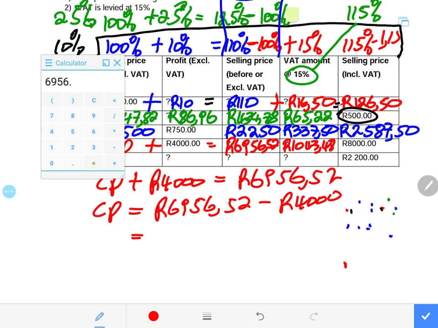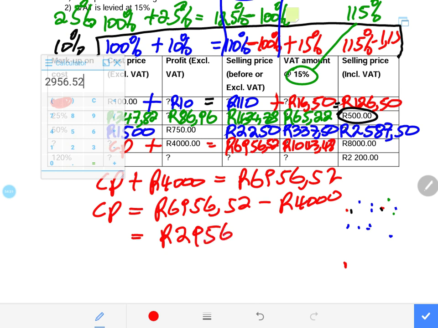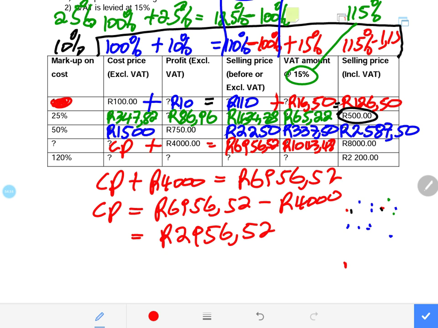2,956.52, which was calculated from the 6,956.52 minus 4,000 rands, just to verify, 2,956.52. So those will be our calculation of the cost price. Now we need to get to the markup percentage.